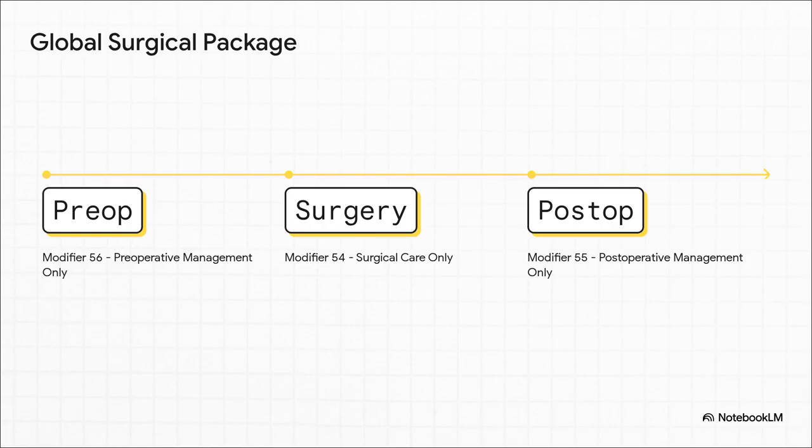Moving away from interrupted surgeries for a second, let's look at what happens when a successful surgery is actually divided among different physicians. We literally split the global surgical package into 3 chronological steps to reflect who did what. Pre-operative management only, that's billed with Modifier 56. The actual surgical care only, that gets Modifier 54. And the post-operative management only receives Modifier 55.